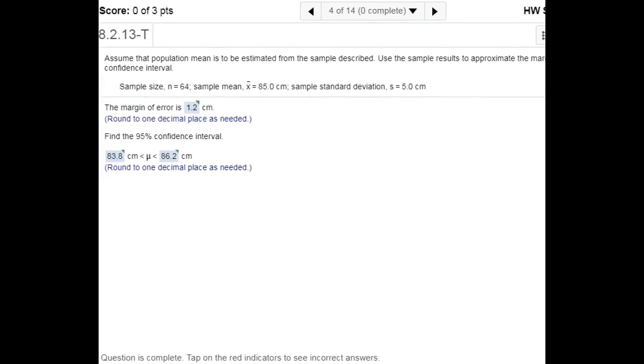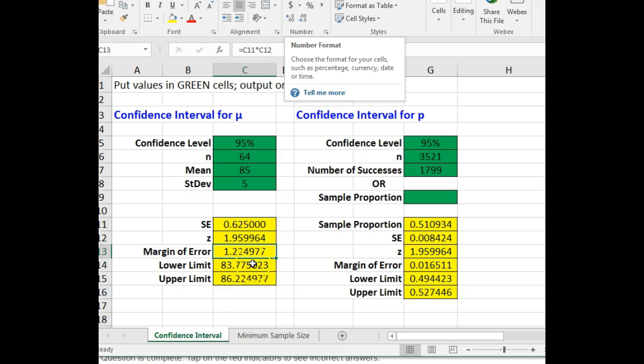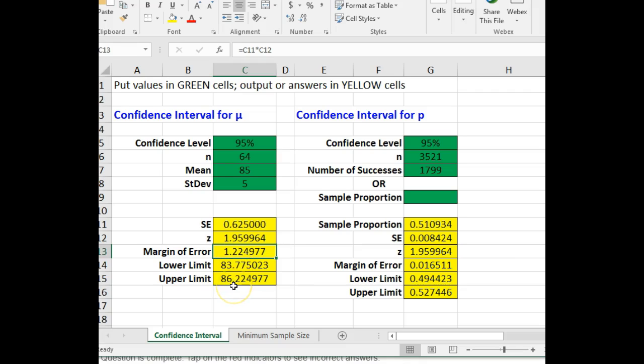And so when we do that, pulling Excel back up, these cells down here have the built-in formulas, and it gives you the margin of error and the lower and upper limit of your confidence interval. And how this margin of error and these limits are related to each other, our confidence interval is a guess for the population mean. Now we know our sample mean was 85.